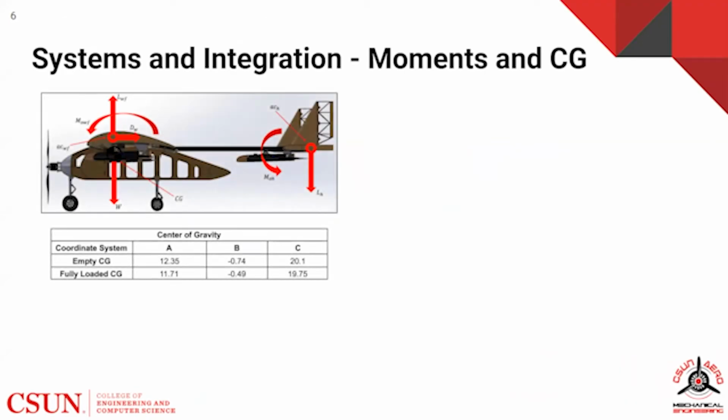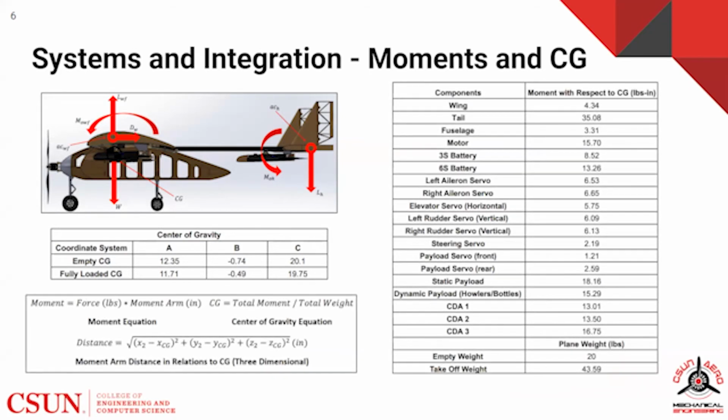Moving on to the moment and CG calculations performed on the plane, here you can see a representation of the moments acting on the plane for different components. Initially, the CG calculations were done using SolidWorks with the results shown in the table. This showed that the CG lies about quarter length of the wing, being the most stable location for the plane.